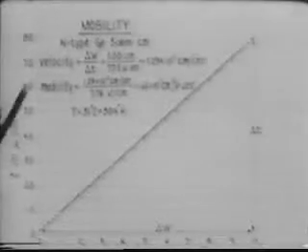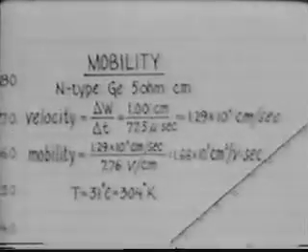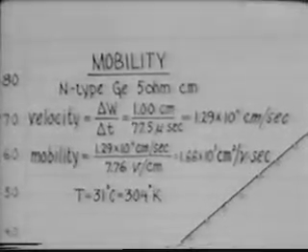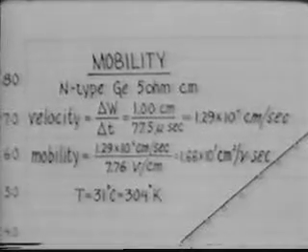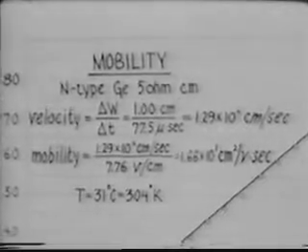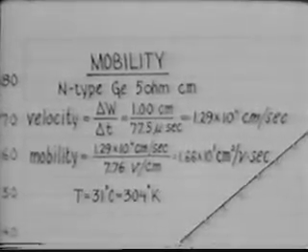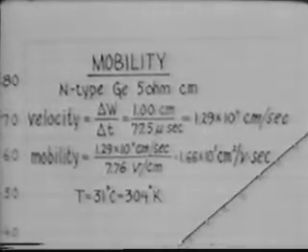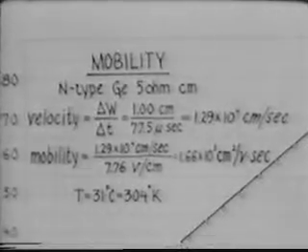Here we have plotted delay time as a function of the distance from the source to the detector. Dividing this distance by the time, we get a pulse drift velocity of 1.29 times 10 to the fourth centimeters per second. Dividing this velocity by the electric field of 7.76 volts per centimeter gives us a mobility of 1.66 times 10 to the third, or about 1,700 centimeters squared per volt second.